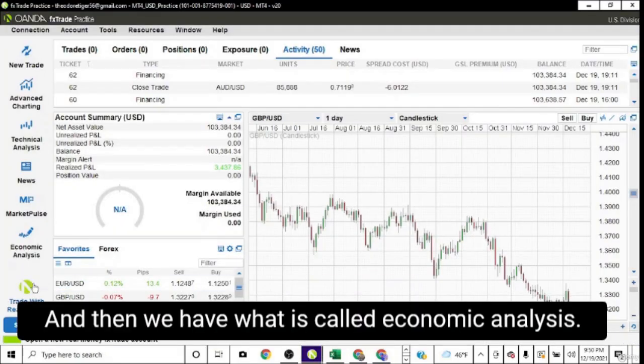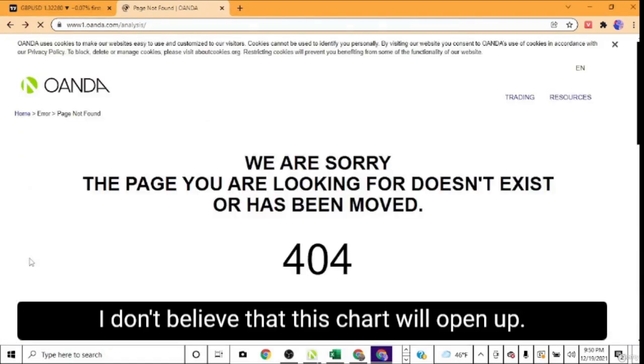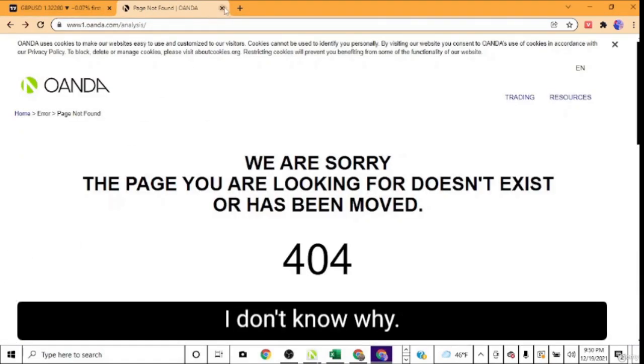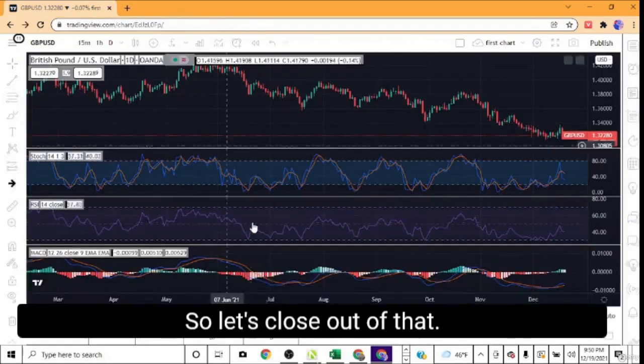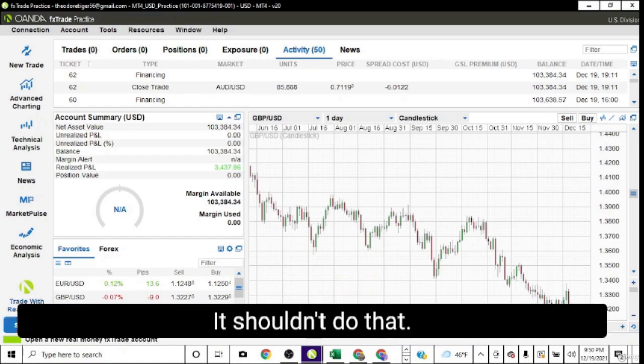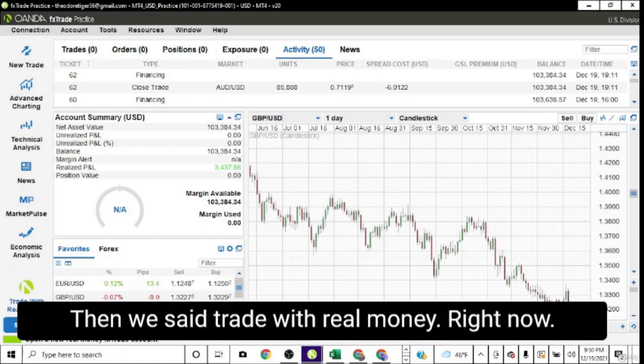So, and then we have what is called economic analysis. I don't believe that this chart will open up. Yeah, it says sorry, but this page you're looking for doesn't exist. I don't know why. So let's close out of that. I don't know why it keeps closing me out. It shouldn't do that.